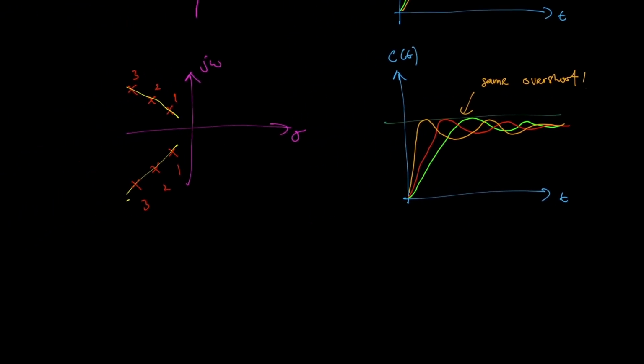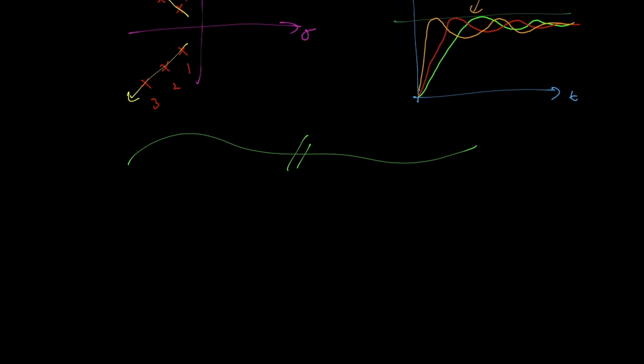That's all the information you need to know regarding the second order system. Next, I'll show you the effect of additional poles and zeros on the system response.